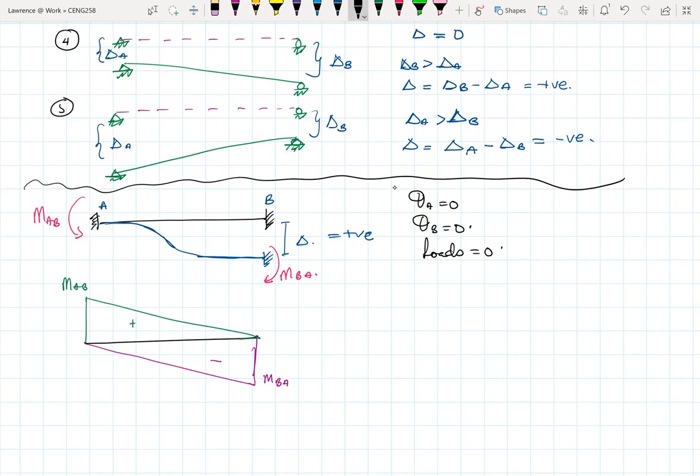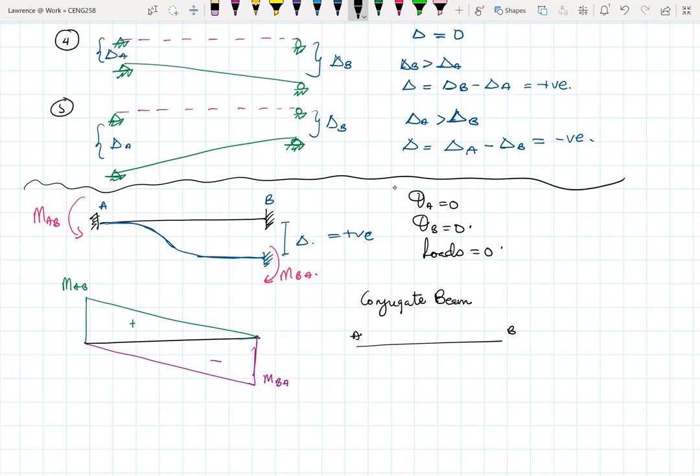Or we load the conjugate beam with the M over EI diagram. So now if we take the real beam, the real beam has 2 fixed supports at the ends. So it means that if I'm to draw the conjugate beam, the conjugate beam here will just be a beam. So this is A and B.